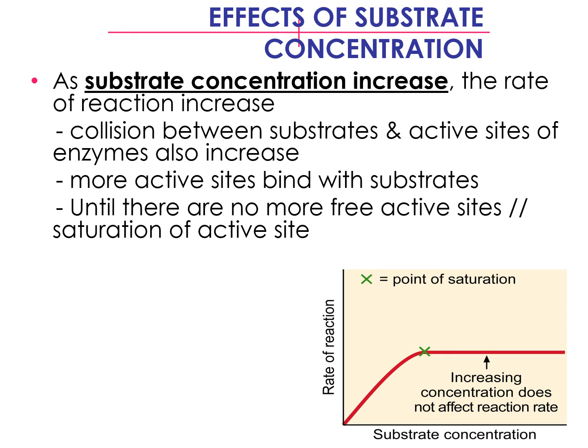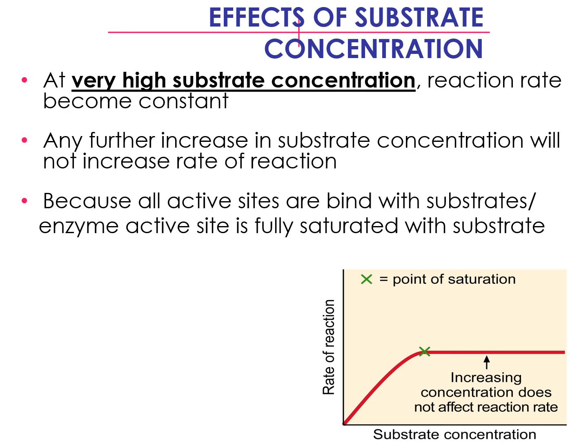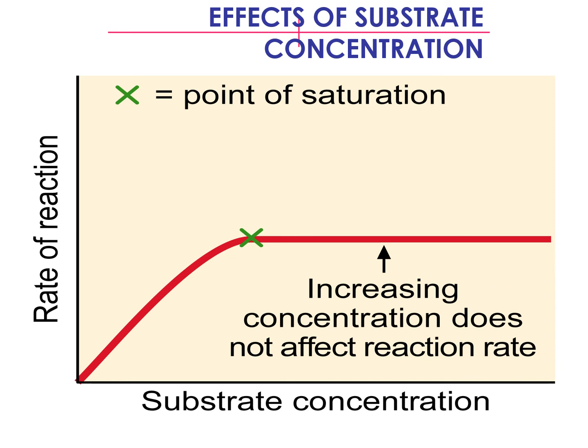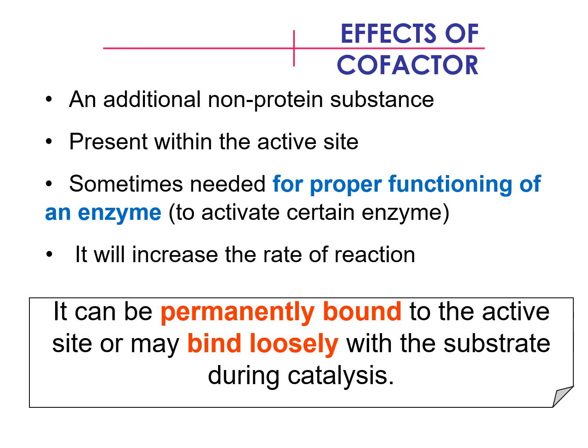Until, if we continue to add up the substrate up to a point, there will be no more active site because all of the active sites are bound to the substrate. So at this point, which is called the point of saturation, the rate of reaction becomes constant. So any further increase of the substrate will no longer affect the rate of reaction because all of the active sites are bound to the substrate.